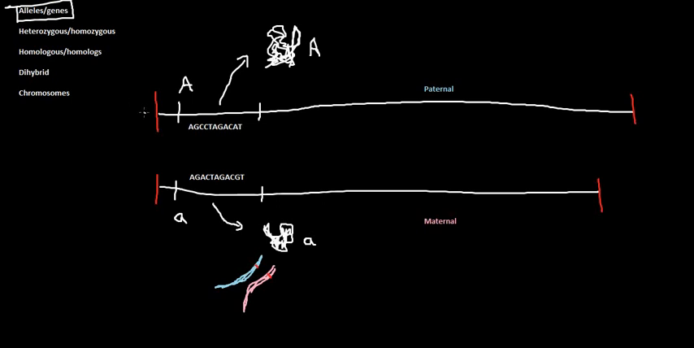Now that we've hopefully differentiated that pretty well, we can move on. We want to review a little bit the terms heterozygous and homozygous. Homozygous refers to the genotype. So in this case, this individual has a big A, little a genotype.